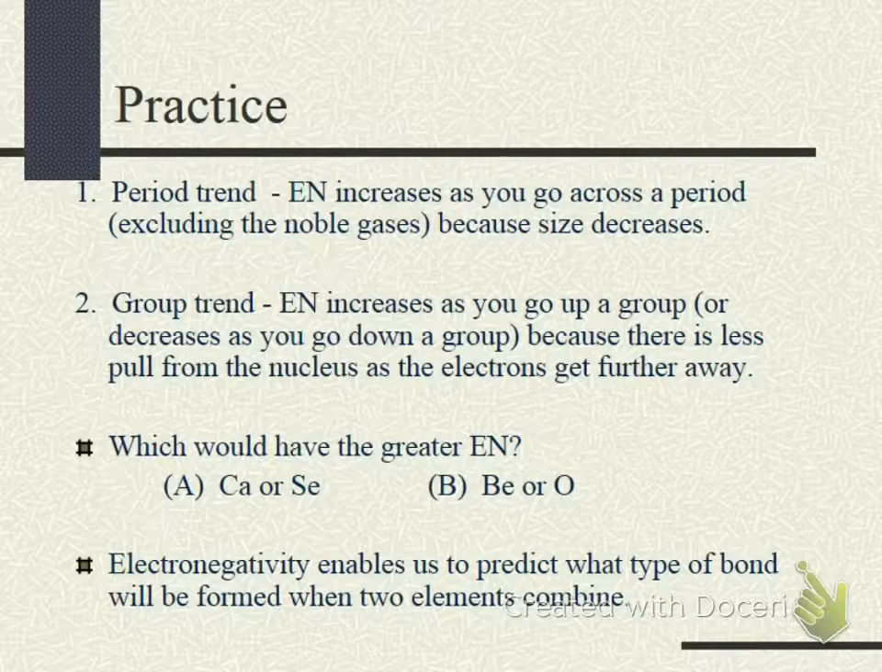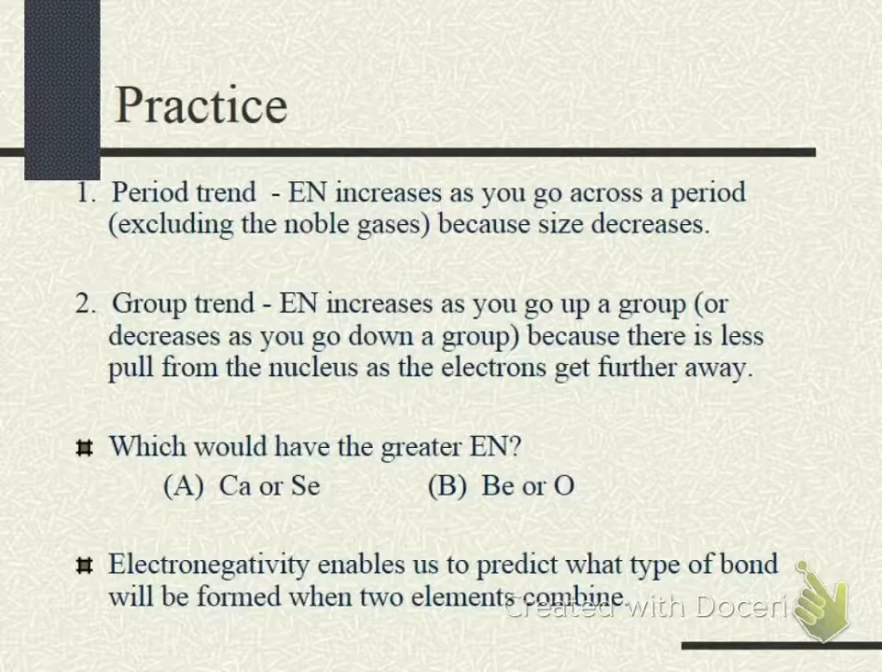So, let's do some practice here. Periodic trends. Which would have a greater electronegativity, calcium or selenium? Greater electronegativity means it wants the electron more than the other guy. Selenium. Beryllium or oxygen?